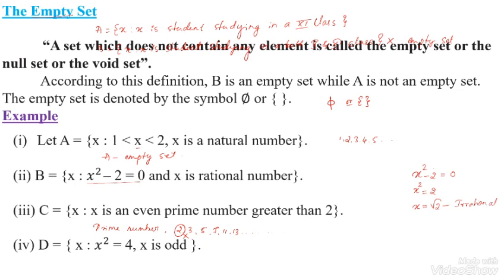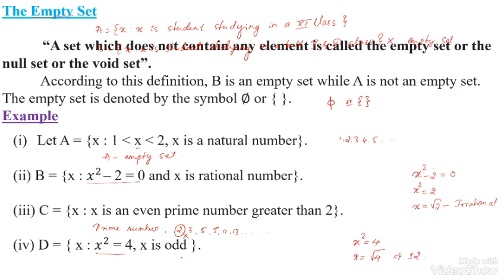Next, example number 4. D is a set containing x such that x square is equal to 4, and x is an odd number. While solving the equation x square equal to 4, we take the values of x as the root of 4. It becomes plus or minus 2. The x value should be plus 2 or it may be minus 2. 2 is not an odd number. So this is also an empty set. The example shows the empty set.